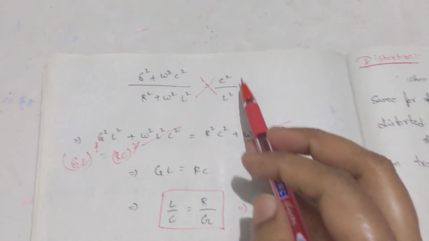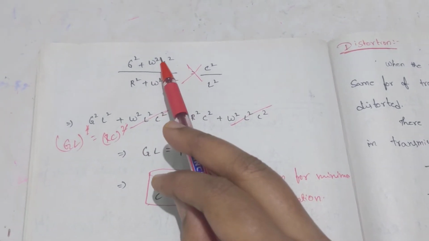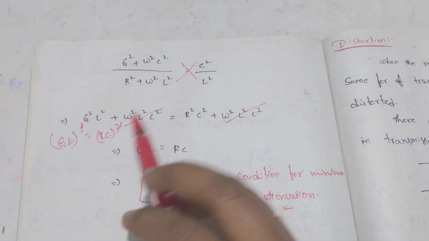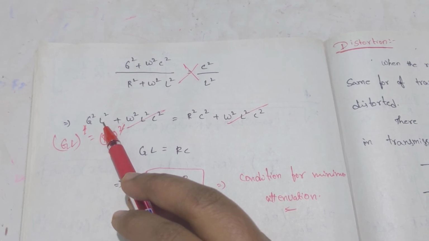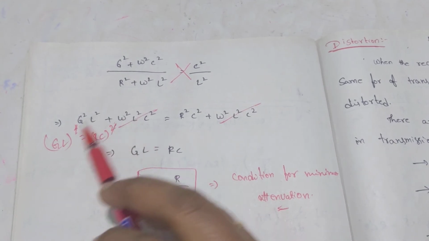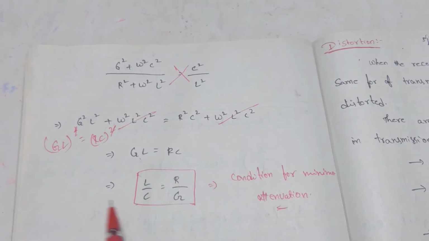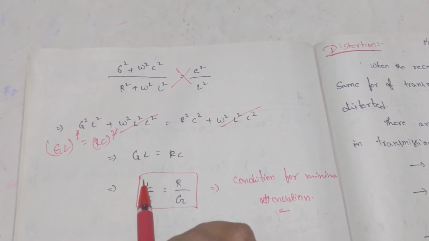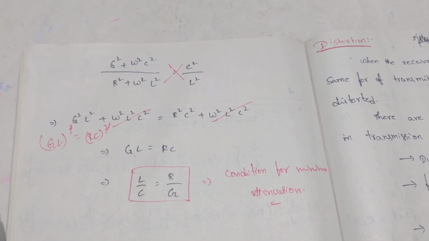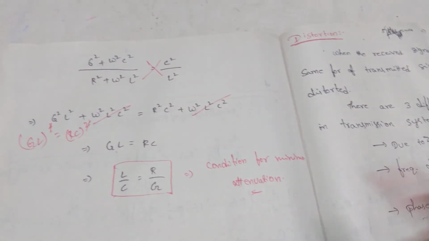C square by L square. Cross multiply. After cross multiplication, the omega square terms on both sides are the same, so they cancel each other. Take the square in common. So G L whole square equals R C whole square. Squaring on both sides cancels, so the remaining element is GL equals RC. Or by cross multiplying, we can write it as L divided by C equals R by G. So this is the condition for minimum attenuation. Okay, thank you.